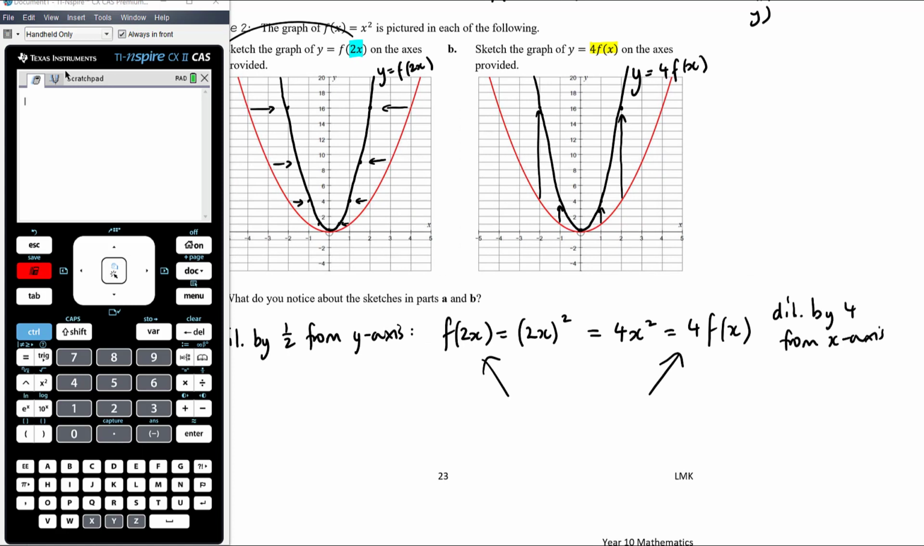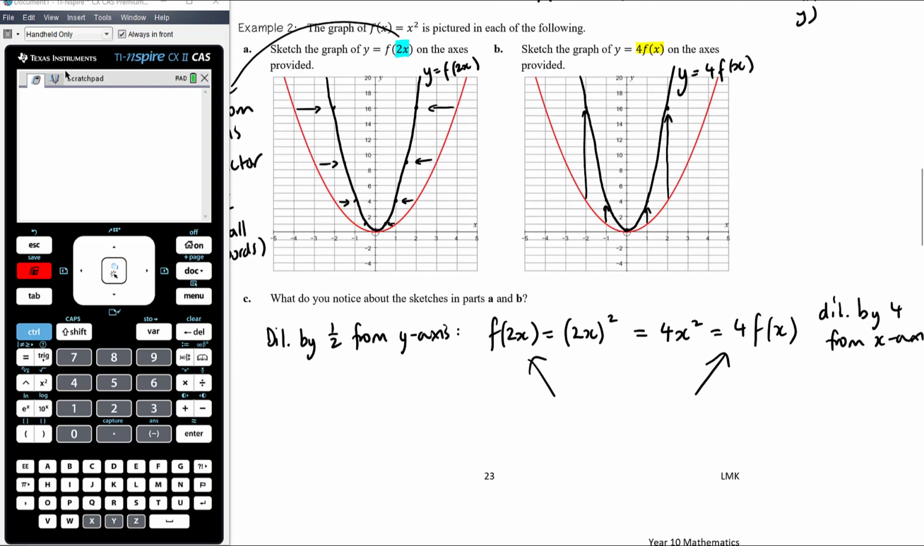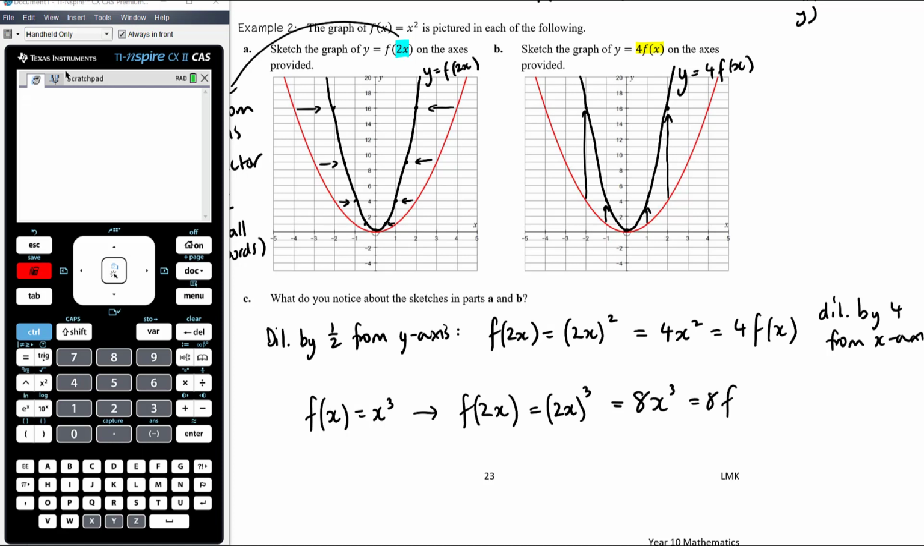And so what we're seeing is, in the case of the quadratic, those two dilations are the same thing. Now I want to be really clear about the fact that this wouldn't be true for all other functions. So if our original function was a cubic instead, f of x equals x cubed, and we dilated it by half from the y-axis, it would be 2x all cubed. If I expanded that out, that doesn't give me 4 times x cubed, that gives me 8 times x cubed. And so in the case of the cubic, dilating by half from y is the same as dilating by 8 from x.